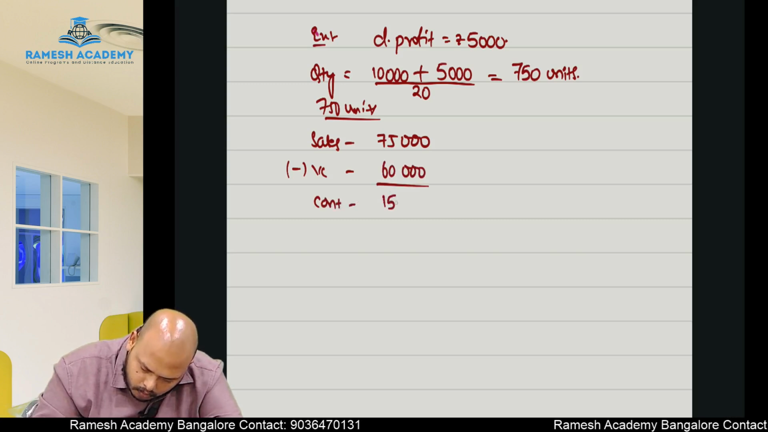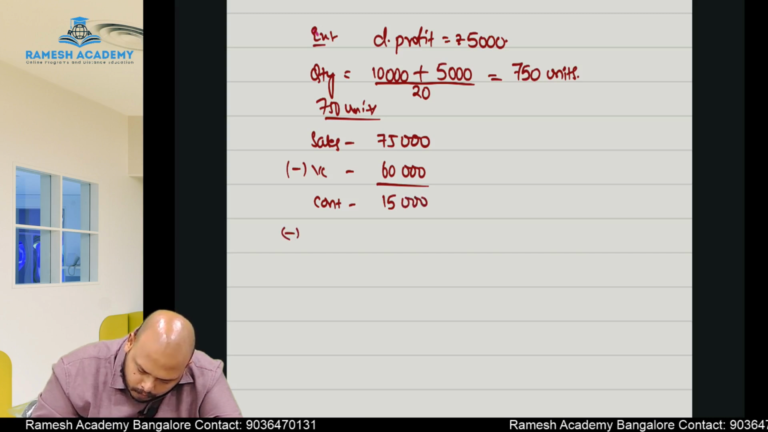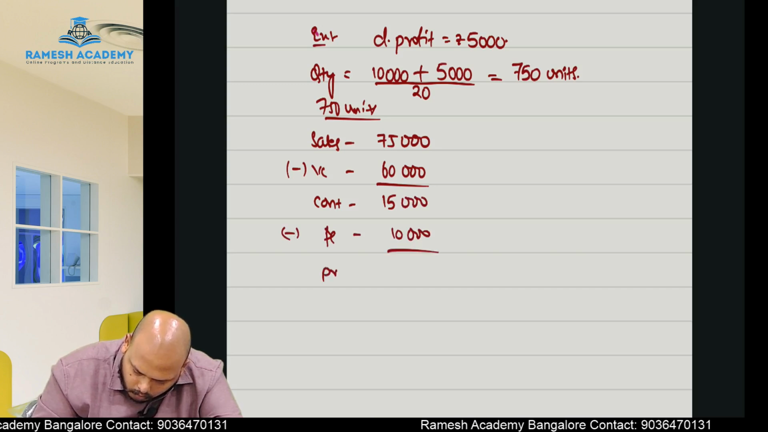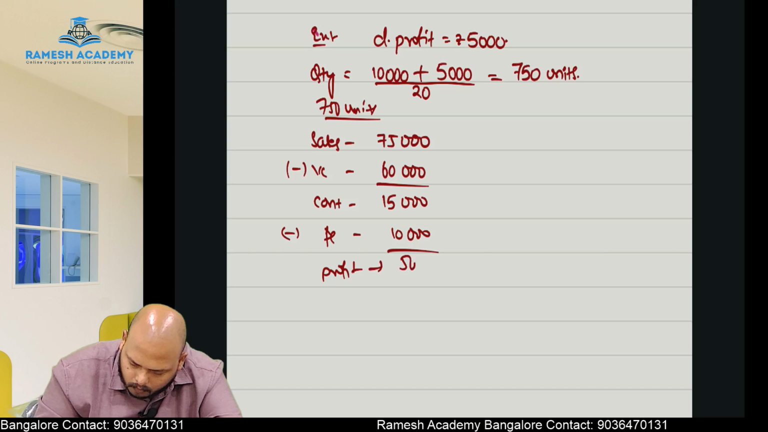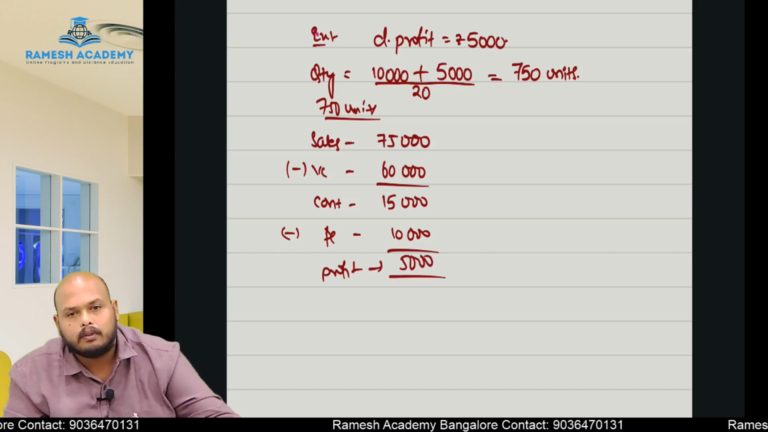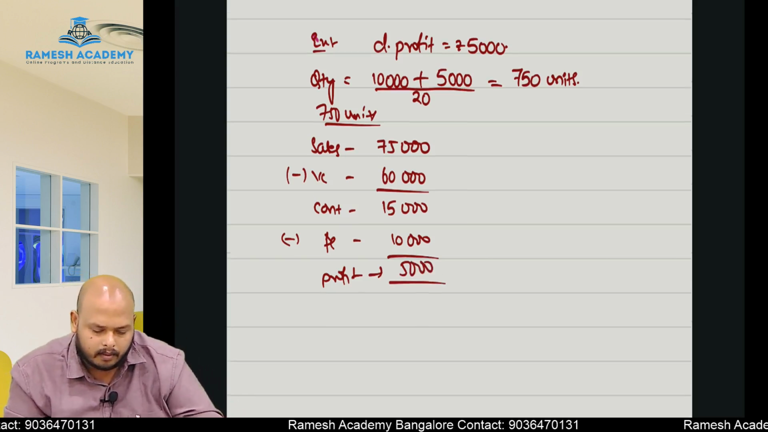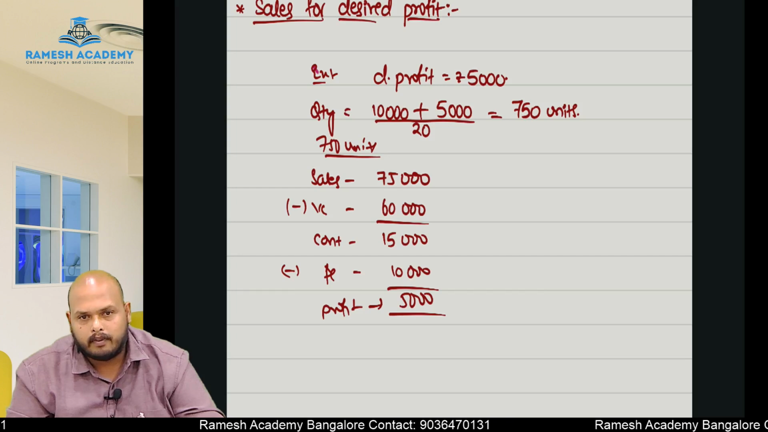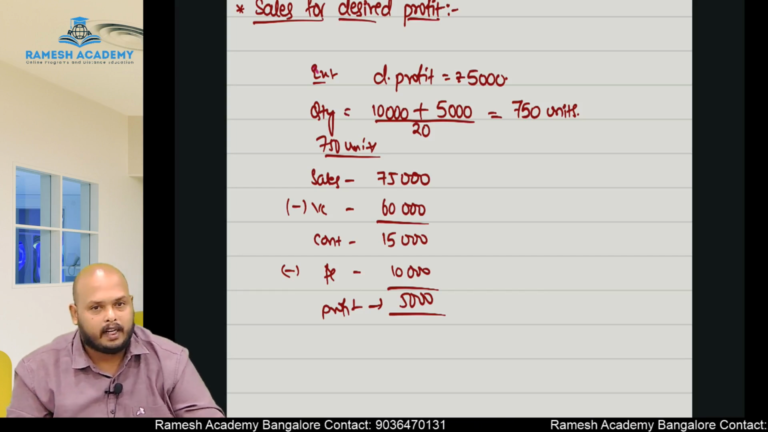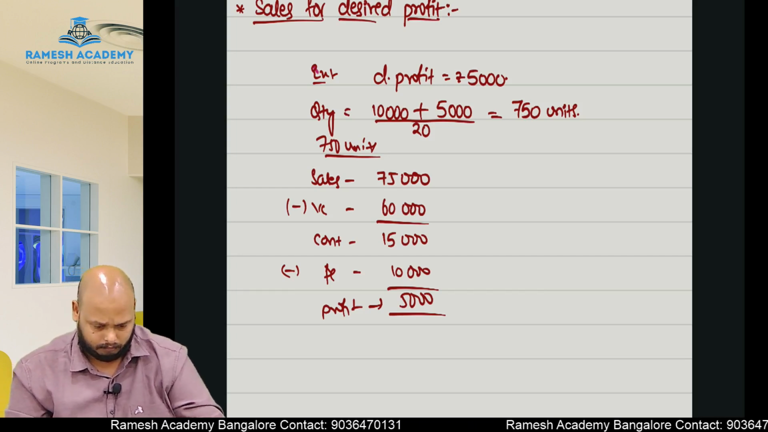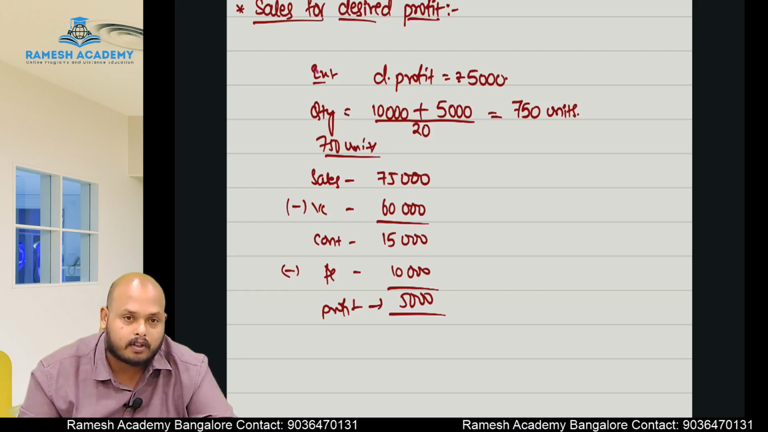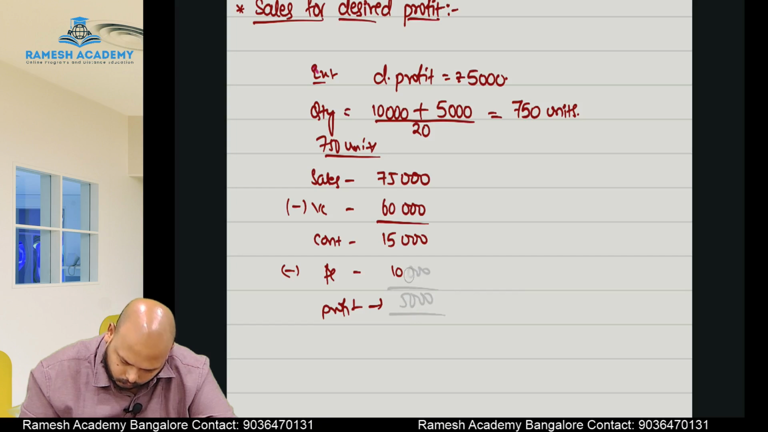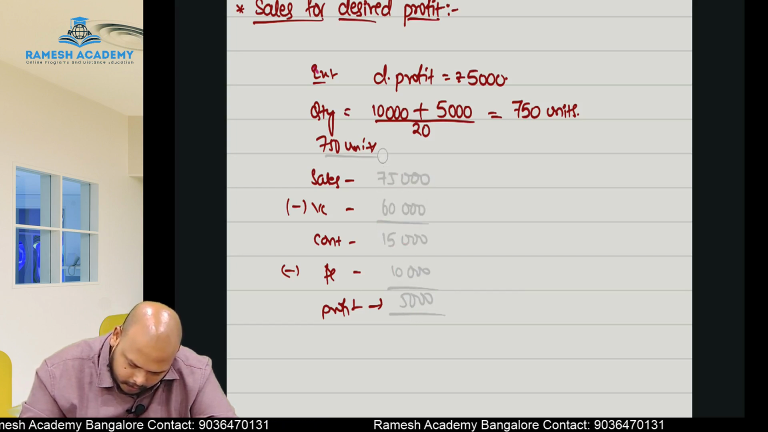Contribution is 15,000, minus fixed cost 10,000. So the profit is 5,000. That's what we got. The desired profit is 5,000, with 750 units. Now let us take some other example and cross check once again.